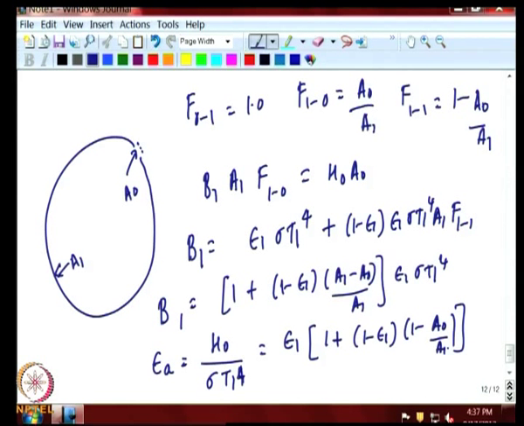Now, we are doing all this exercise because we want to illustrate the following point. As the hole in this cavity becomes smaller and smaller, that is, as A0 by A1 becomes extremely small, this term goes to 0. So, you get 2 minus epsilon 1. So, the apparent emissivity of the cavity reaches a limit which is epsilon 1 into (2 minus epsilon 1).